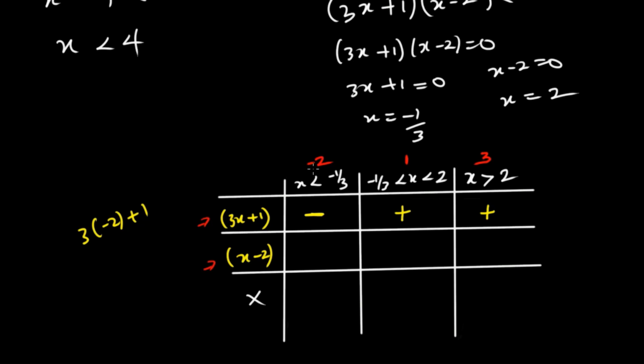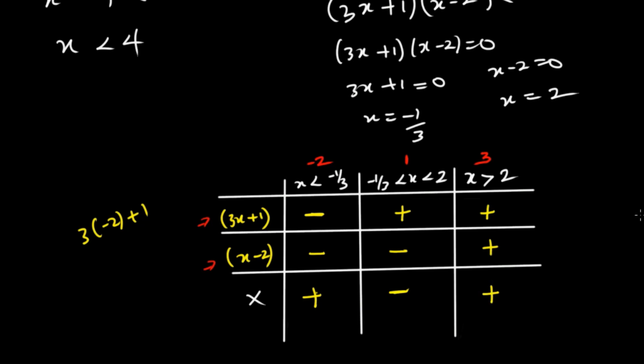So again, if I substitute negative 2 into the second factor, I have negative 2 minus 2. That is negative 4. So I have a negative answer. If I substitute 1, I have 1 minus 2. That is also negative. And if I substitute 3, 3 minus 2, that is positive. So if I multiply these, I have negative times negative, that is positive.